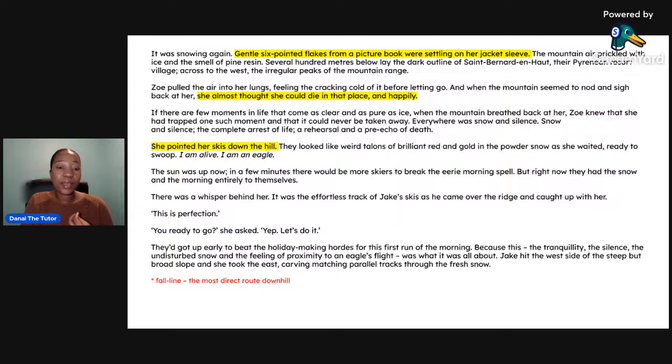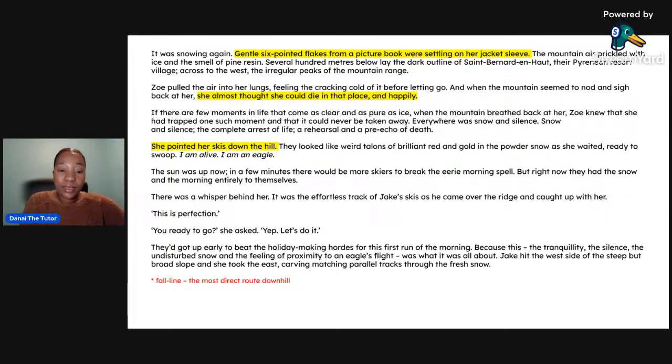If we look at the very beginning, those first 3 paragraphs, where do we see an example of foreshadowing? Just to be clear, foreshadowing is when a writer hints at the ending. So let's assume Zoe's died at the end, okay? Even though it's not very clear, it is suggested. So let's just assume she died at the end of the story. Where is the example of foreshadowing? Where is the hint that she's going to die? Second paragraph, good, excellent. So it says she almost thought she could die in that place, okay?